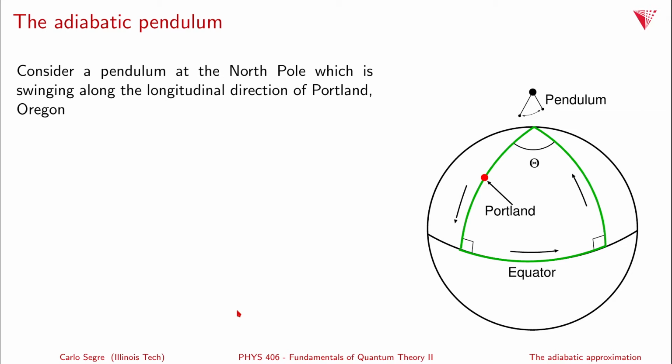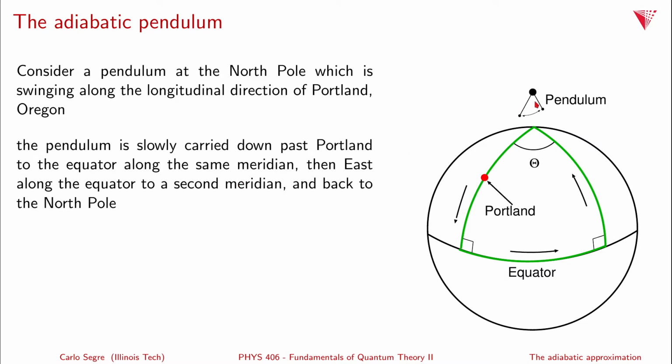So, a pendulum is an excellent example of adiabatic processes. Let's consider a pendulum at the North Pole, which is swinging along the longitudinal direction of Portland, Oregon. So you can see the pendulum is swinging in this direction. Portland's down here.